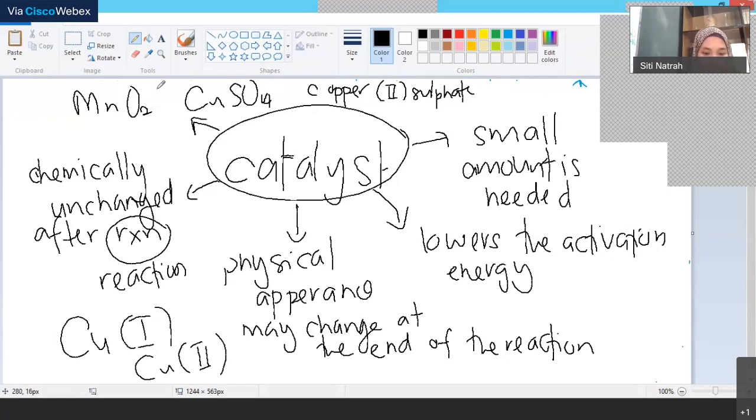And then selain daripada tu kita pun ada catalyst, kita pun banyak juga. So kamu ada iron, vanadium V oxide, kita ada platinum, kita ada nickel, kita ada silicon IV oxide, aluminium oxide. Alright. So cikgu nak tunjuk contoh kalau kita buat eksperimen untuk catalyst kita.